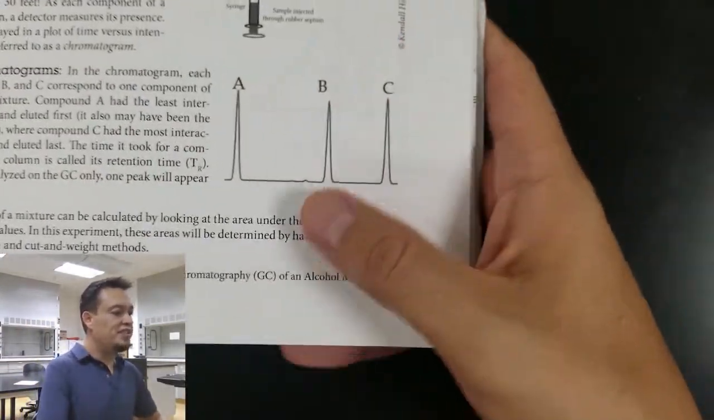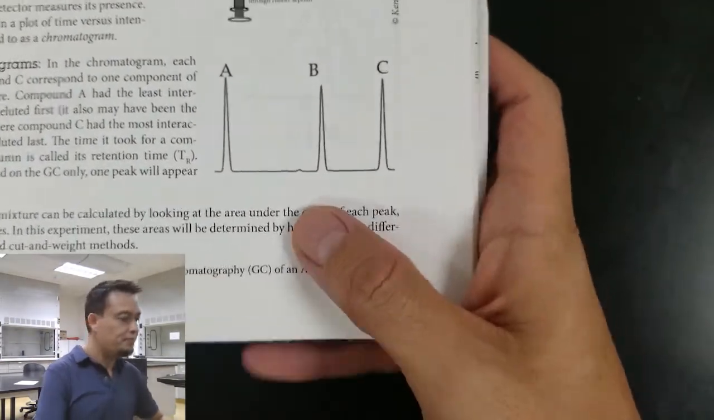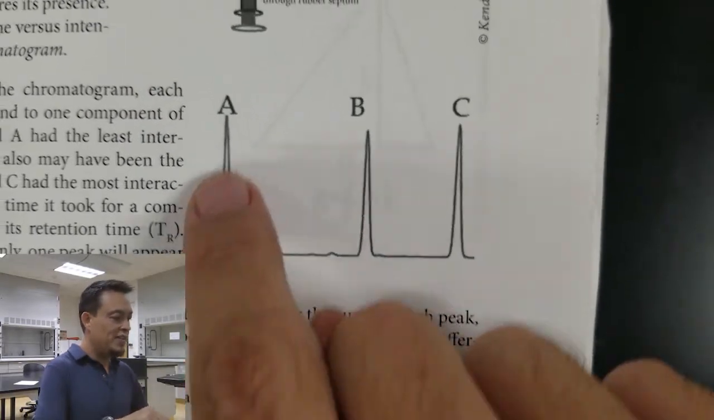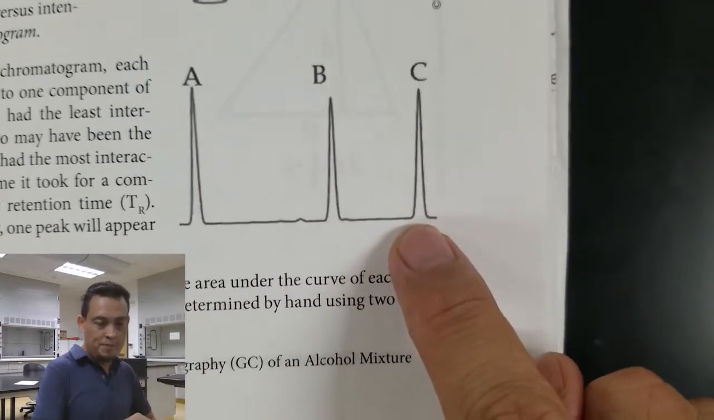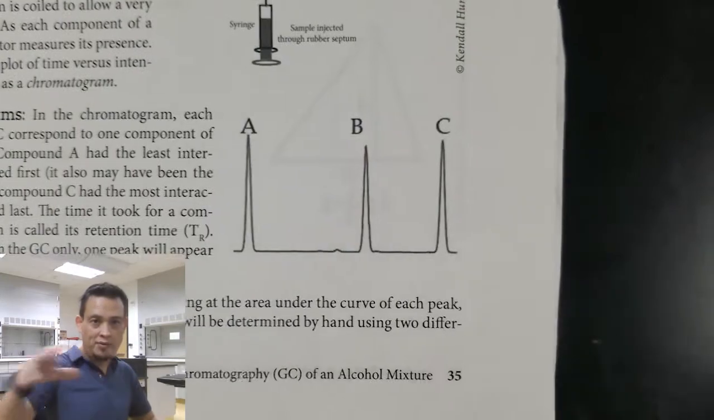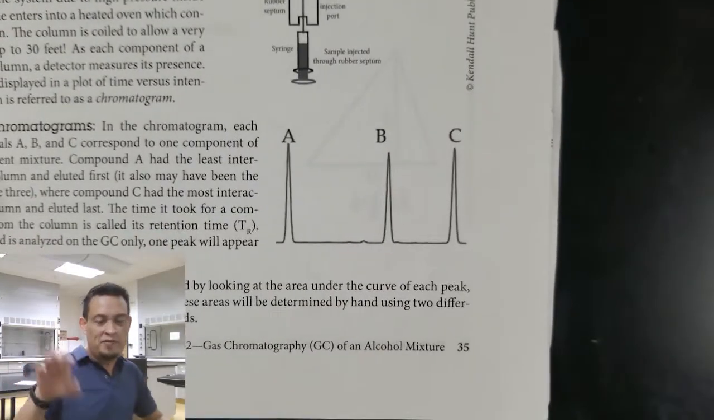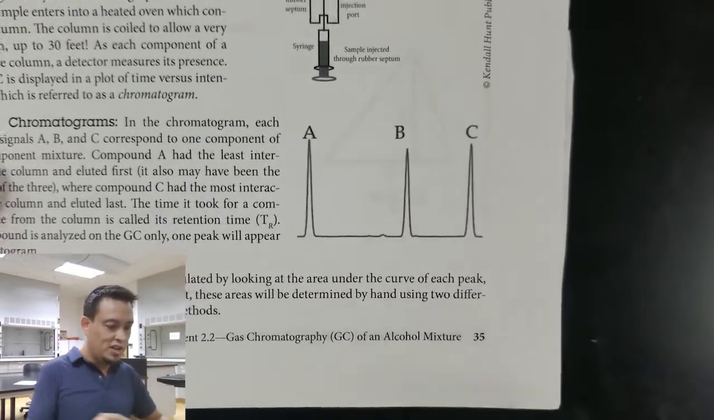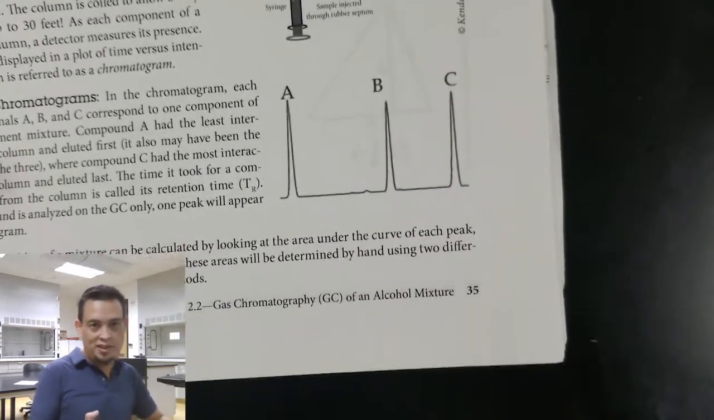So this is an example of what GC data looks like. We call it a chromatogram. And here we see these different peaks. Along this x-axis is retention time, which is how long it took for the compound to come off of the instrument. If you think about it, the faster it comes off, the less interaction it has with the stationary phase. The longer it takes to come off, the more interaction it has with the stationary phase.